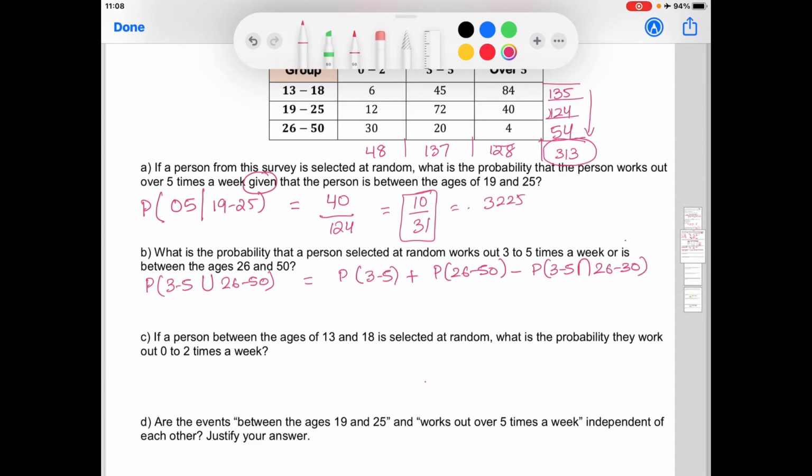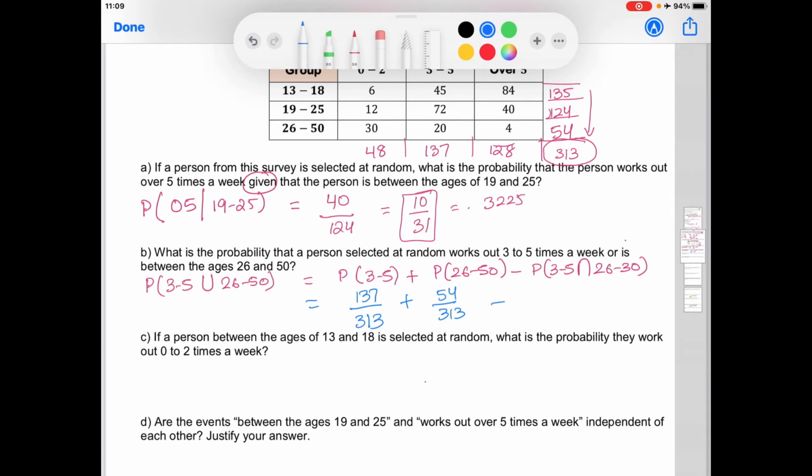So that way I know what I'm doing. So here, the probability of working out 3 to 5 hours a week is what? 3 to 5 is 137 out of what? You just cannot write "out of", it is probability, right? Out of 313, that's your sample space. Probability of 26 to 50 would be 54 over 313.